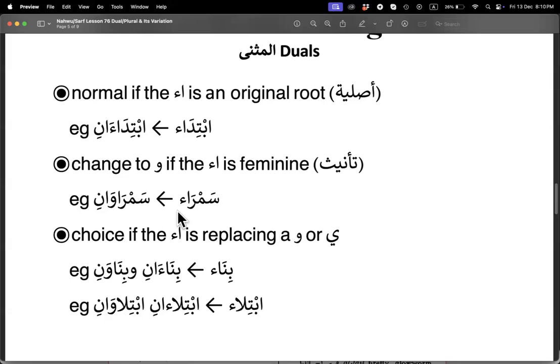In this case, if you want to make it dual, you change it to a waw. So you get samrawani. This hamza becomes waw, and then you add your alif nun. Clear? Okay. And you have a choice if the alif hamza is replacing a waw or a ya.